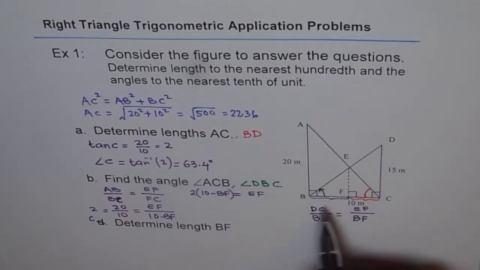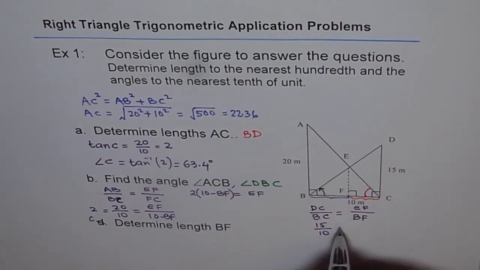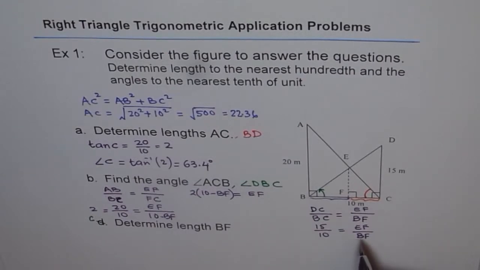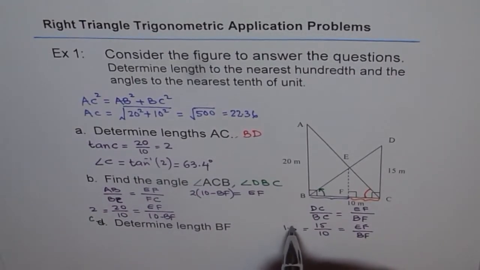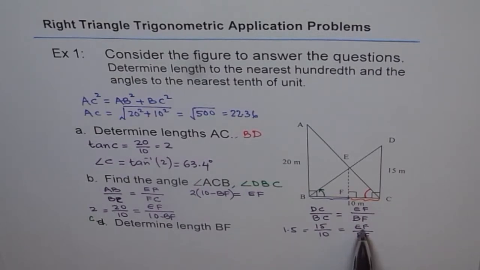Now DC over BC is 15 over 10 equals EF over BF, right? 15 over 10 is 1.5. So this is equal to 1.5. Is that okay? So from here we get EF is equal to 1.5 times BF. So we got two equations for EF.